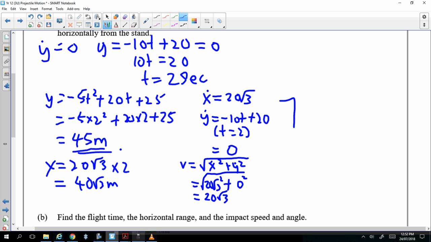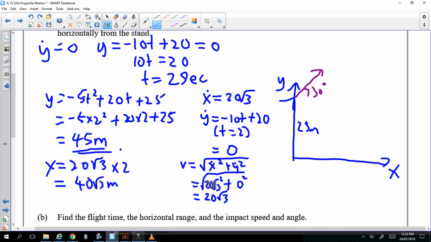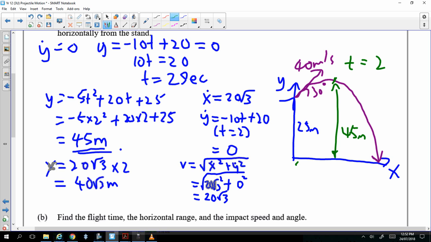And then after 2 seconds, it is 45 meters above the ground, horizontally 40√3 meters from the stand. Okay, and the actual speed is like this, right? That's the actual speed at 20√3 meters per second. That's what it looks like. And then after this, find the flight time, range, and the impact speed and angle.